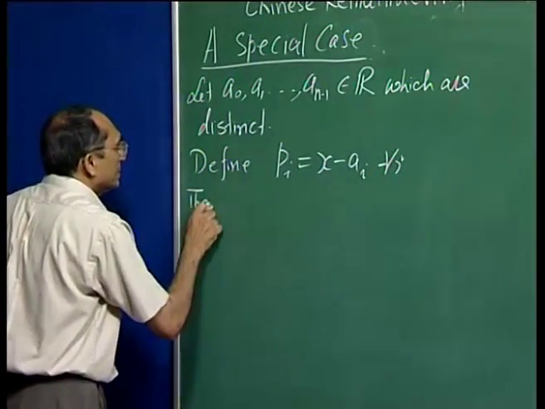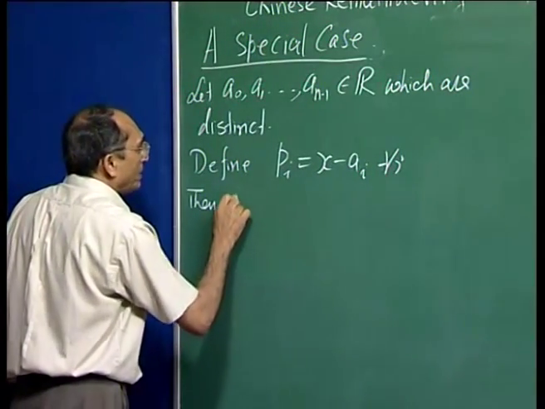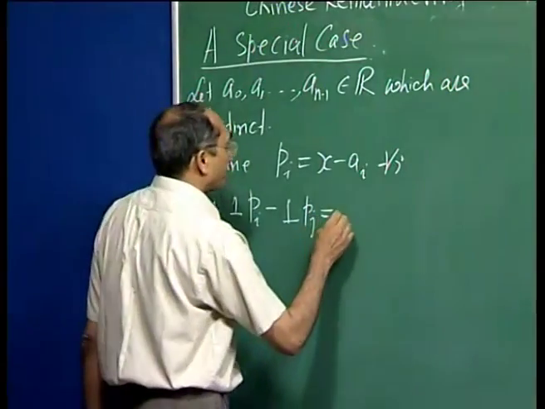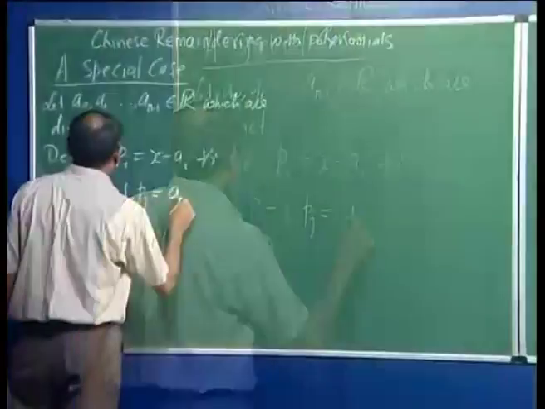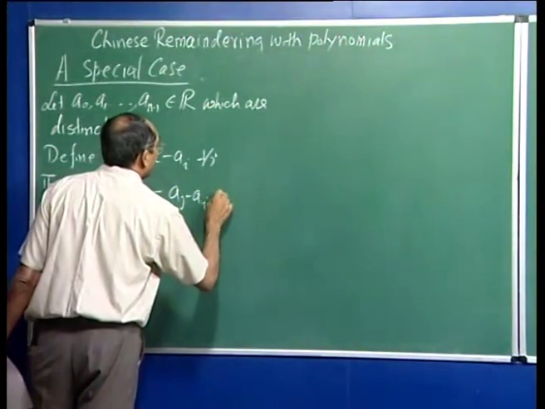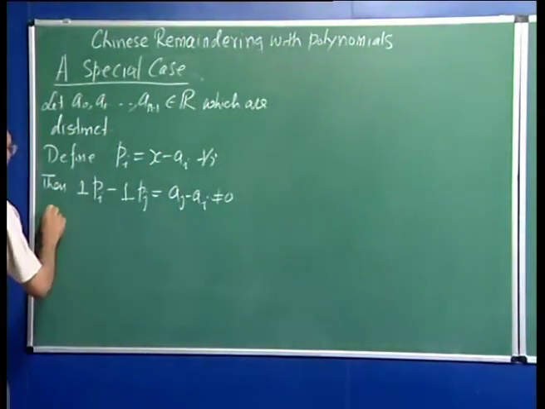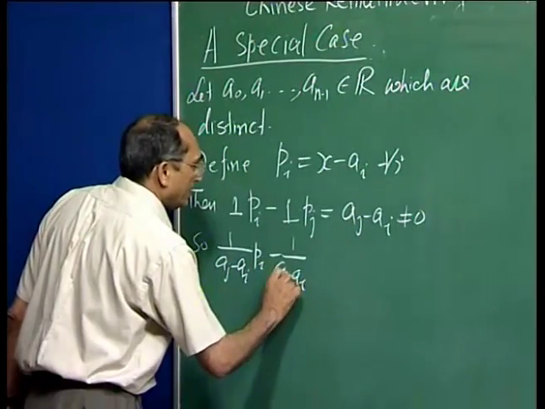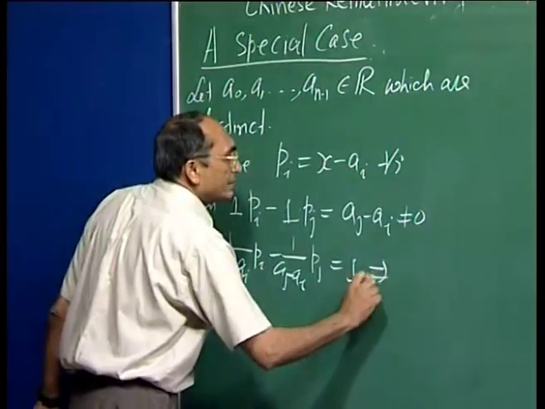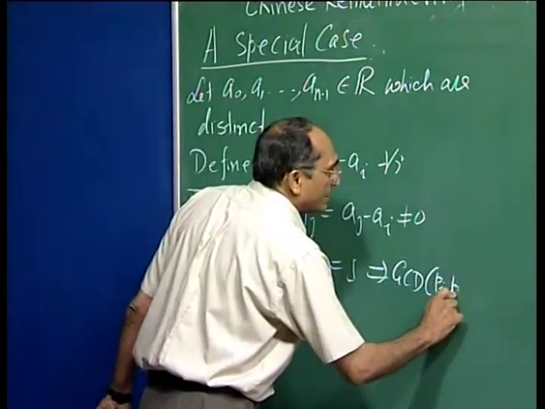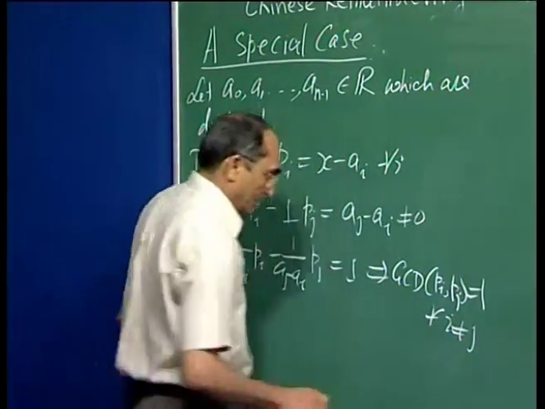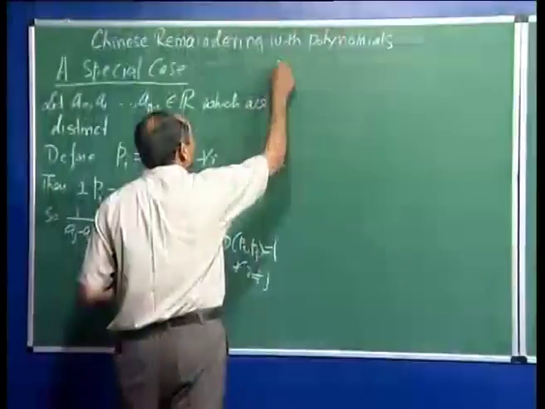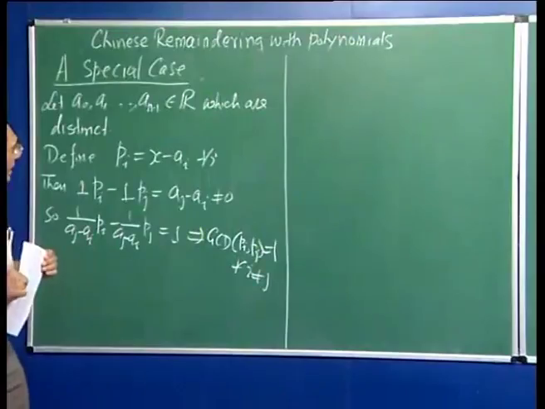Okay. Then, 1 times P_i minus 1 times P_j is a_j minus a_i, which is not 0 because these are distinct. So, 1 over (a_j minus a_i) times P_i minus 1 over (a_j minus a_i) times P_j is 1, which implies GCD of P_i and P_j is 1 for all i not equal to j. This is the condition we want to satisfy, and indeed these P_i's are pairwise coprime.